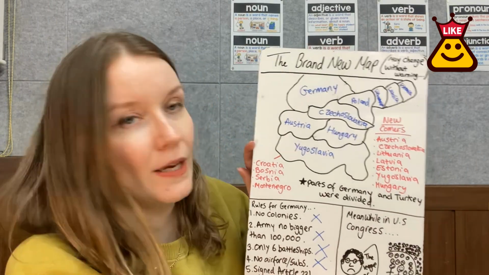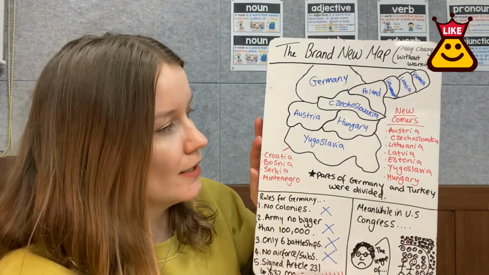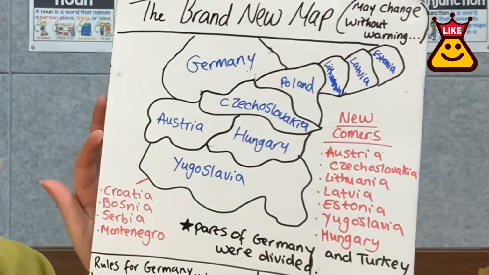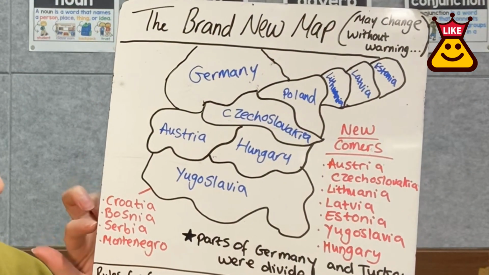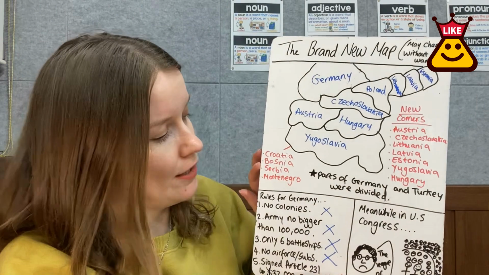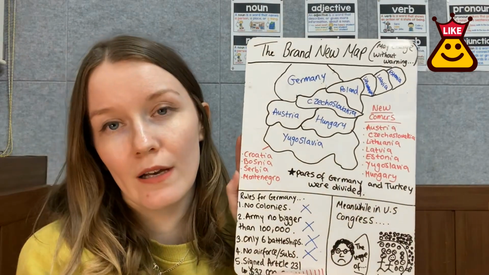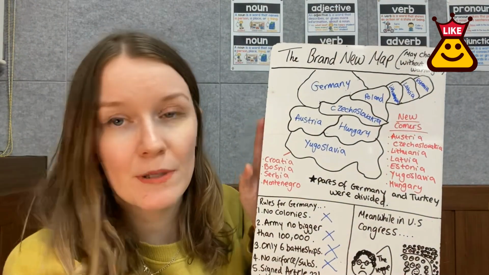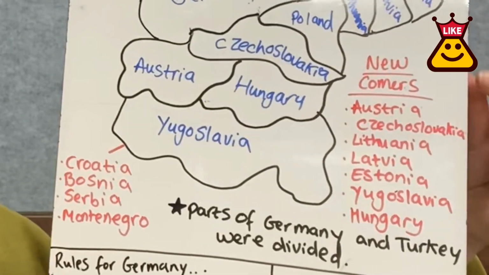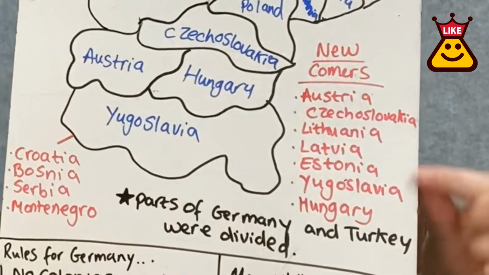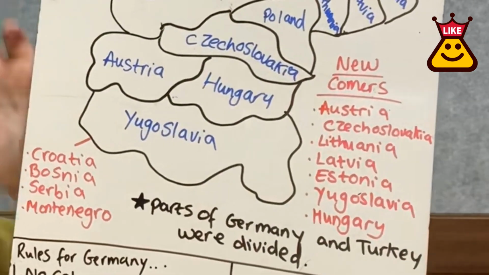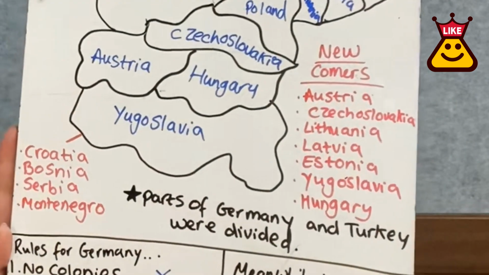Now, at the bottom here, we have something else happening. Lots of other countries were put together to become one larger country called Yugoslavia. This included Croatia, Bosnia, Serbia, and Montenegro. They were all put together. Kind of like, if you remember, a lot of these countries were in the Balkans originally. So they'd been put together into one big country called Yugoslavia. We mentioned all these here. So these are all the newcomers, new countries that have been put together. And yeah, like I said here, parts of Germany were given away to other countries. So Germany became a lot smaller.